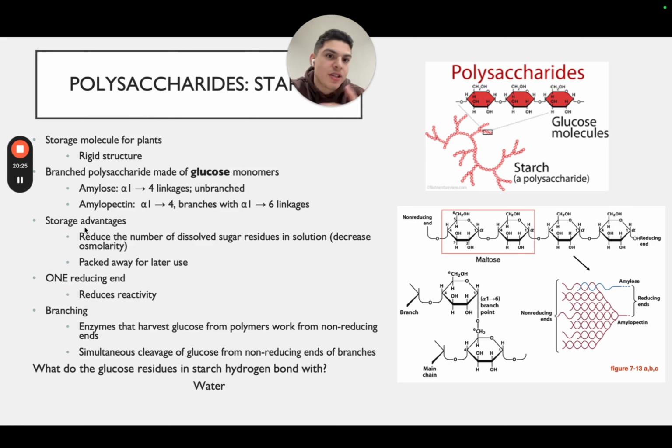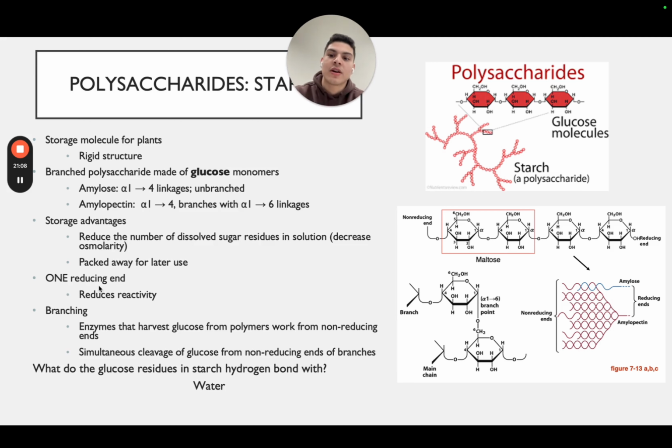And then there are storage advantages to using starch because it reduces the number of dissolved sugar residues in solution, therefore decreasing osmolarity. In simple terms, starch, because it's very polar, will form this aggregate, right? And because it forms this aggregate and packs very tightly, if we have a fixed space in a cell and we're able to reduce the space that these starches take up, we're able to add more sugars as a result. So it serves as a better storage rather than having free glucose monomers floating around in the cell. If we're able to pack them more tightly, we can fit more in, and that's the whole purpose of starch.